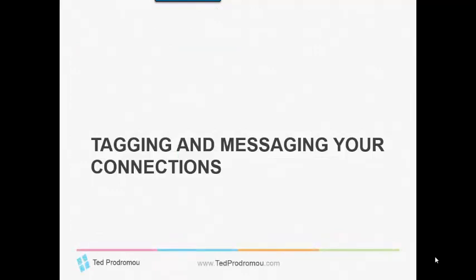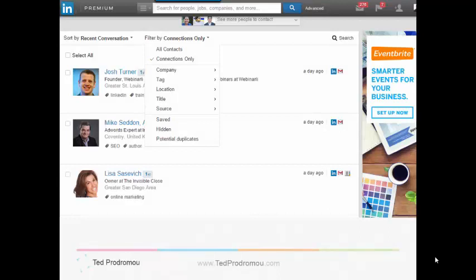So, tagging and messaging your connections. I'm a big fan of this tagging feature. Like I said, with the networks, as you connect with people, if you just leave them all in the generic bucket, it's really hard to reach out to them en masse. So as you connect with people, here it's filtered by connections only. By default, it's filtered by contacts.